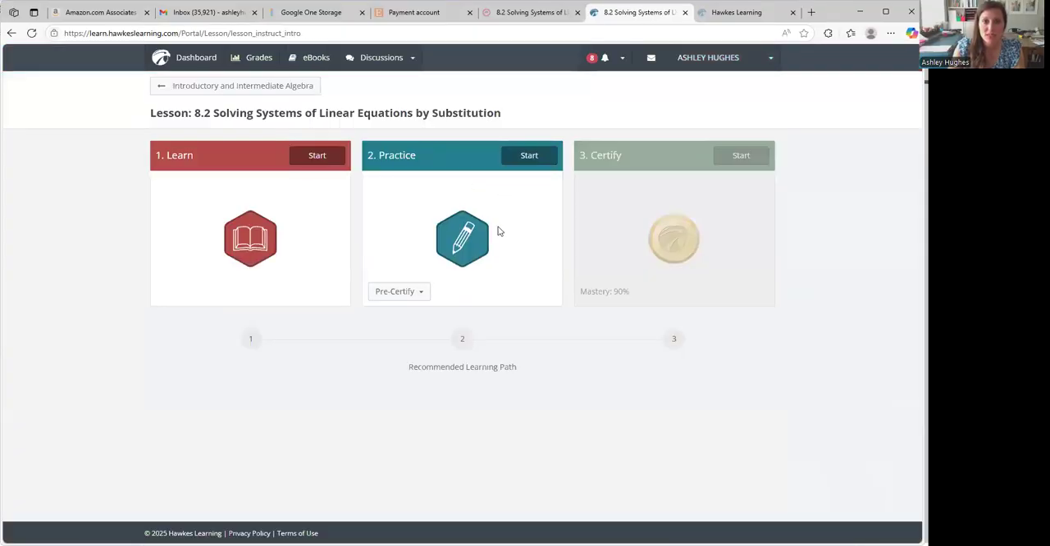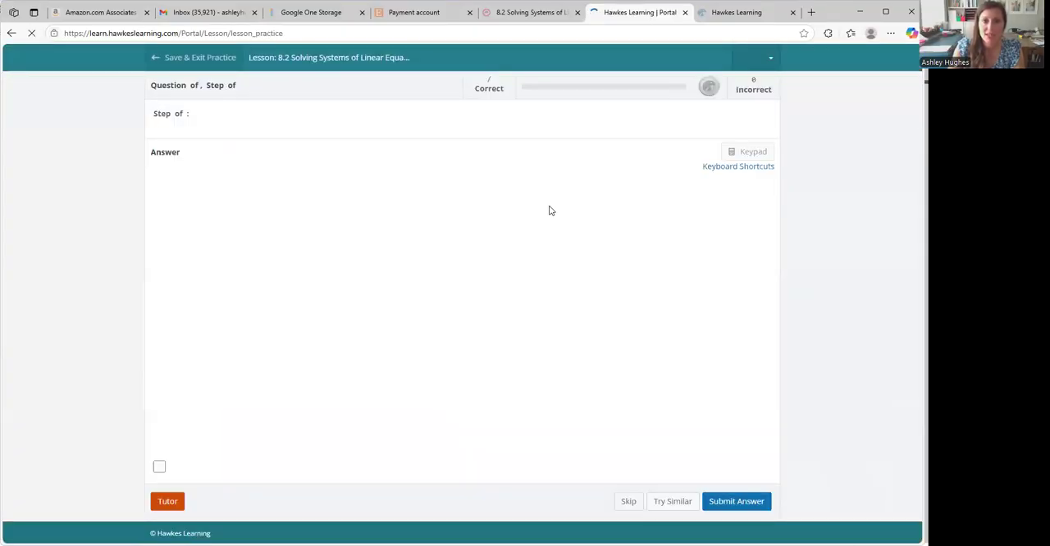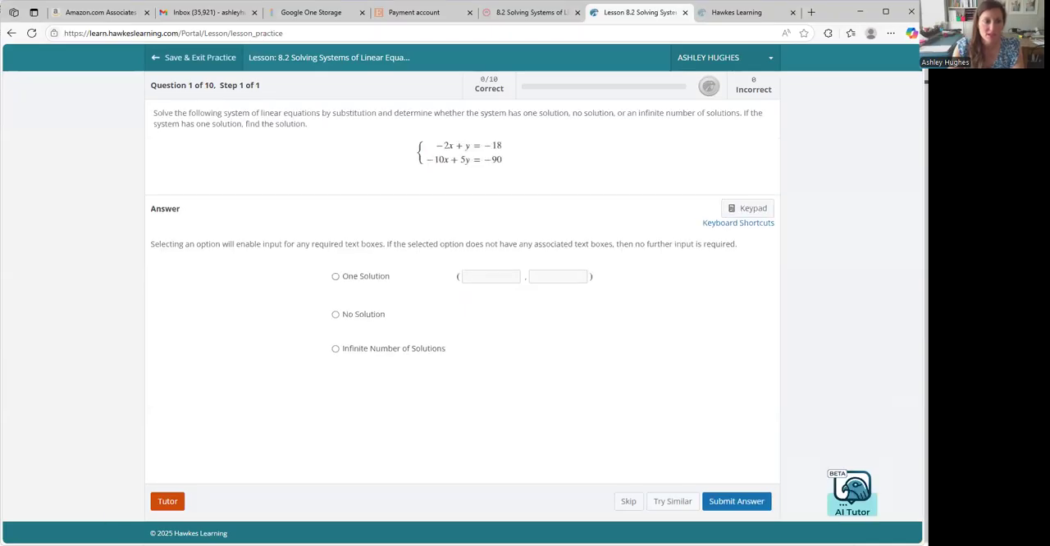After you do the learn section, when you go to practice, I'm going to model doing this. It says solve the following system of linear equations by substitution and determine whether the system has one solution, no solutions, or an infinite number of solutions. If it has one, find the solution. So it's telling us to solve by substitution. That means I need to solve for one variable and substitute it into the other equation.